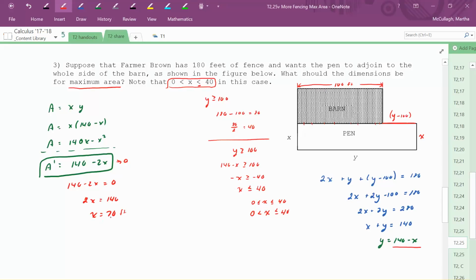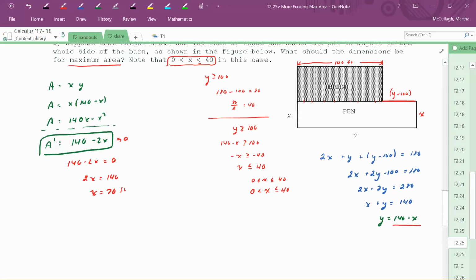So this 70 doesn't work. It's not between 0 and 40. But let's look at our sign chart. That's where we've gone every time. Here's the derivative I'm looking at. My key value is 70. This is a linear equation with a negative slope. So these are positive, 0, negative, uphill, downhill. This is the max that we wanted.